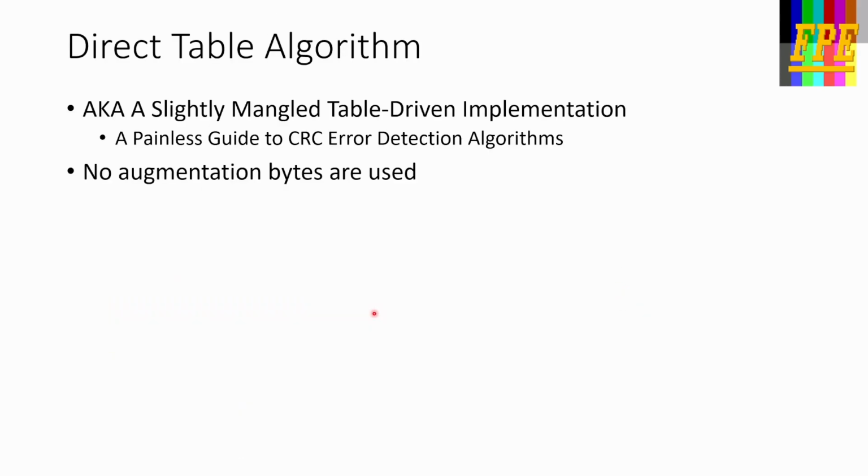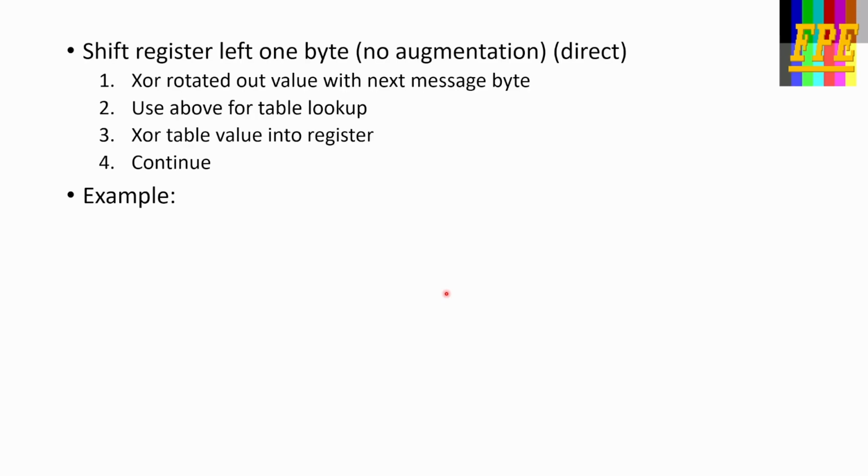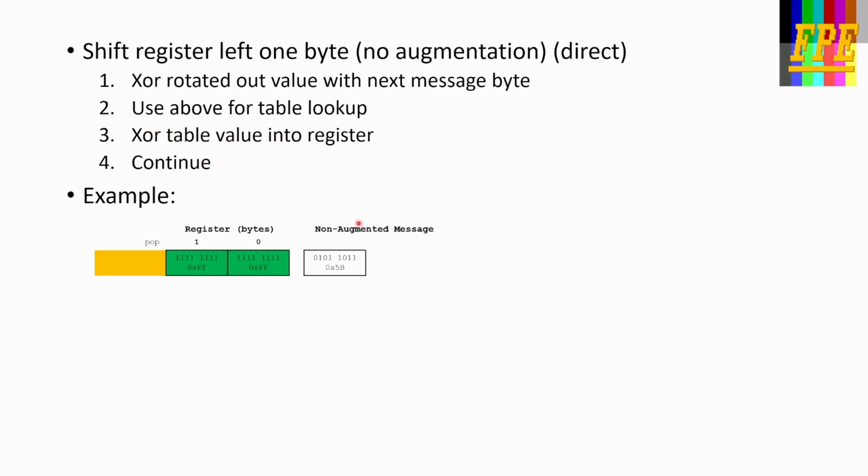Now, the other method that can be used is called a direct table algorithm, or in the Painless Guide to CRC Error Detection, this is called a slightly mangled table-driven implementation. The difference here is that we don't use augmentation bytes, so those do not get used at all. The way this works is you rotate out the value and you exclusive OR that with the next message byte, and then use that for the table lookup and exclusive OR that table value back into the register. So it's a little different than before.